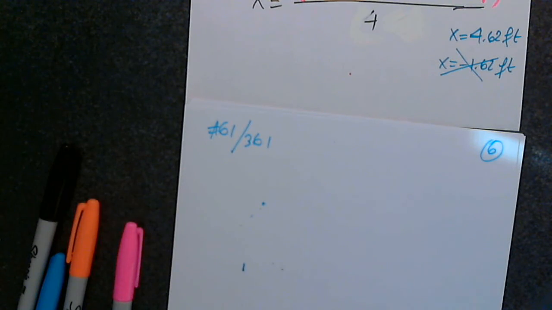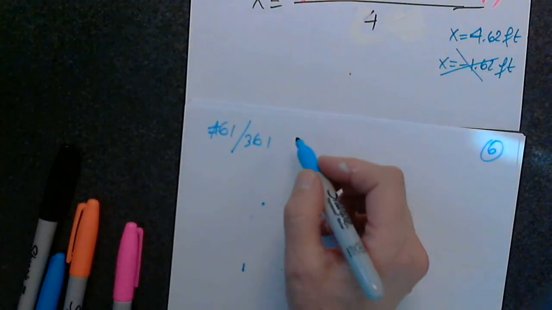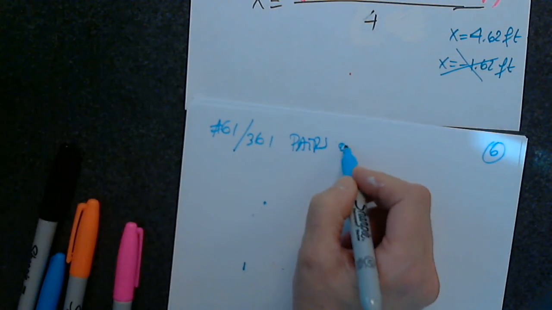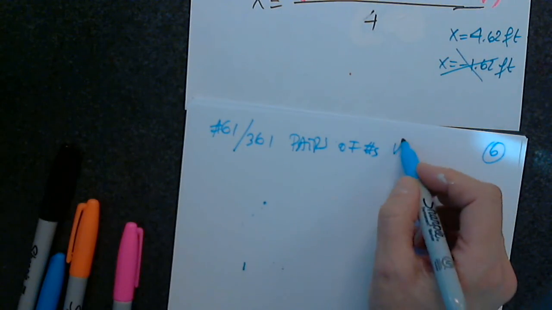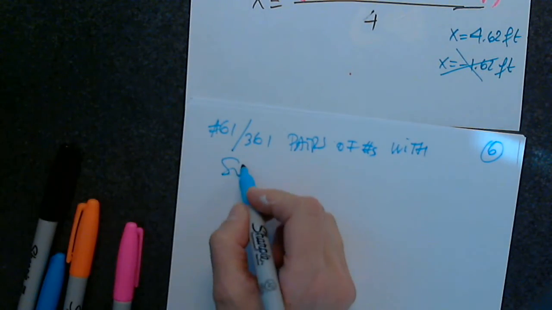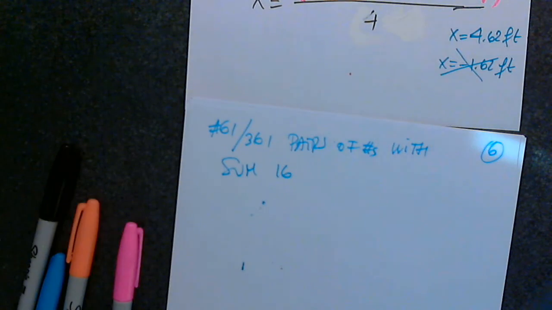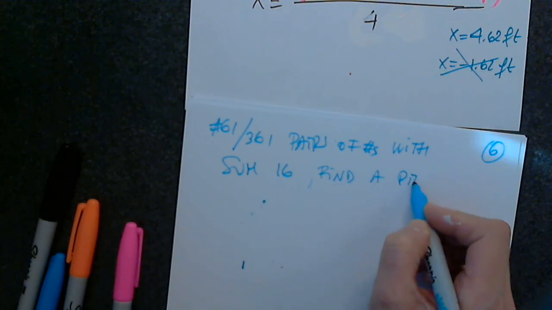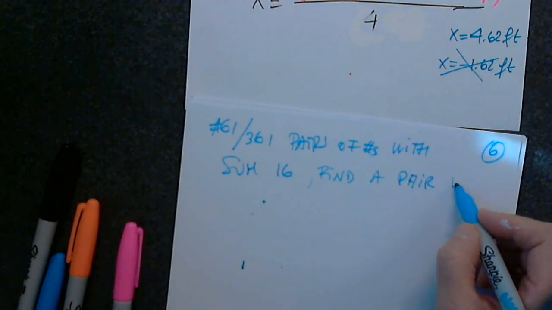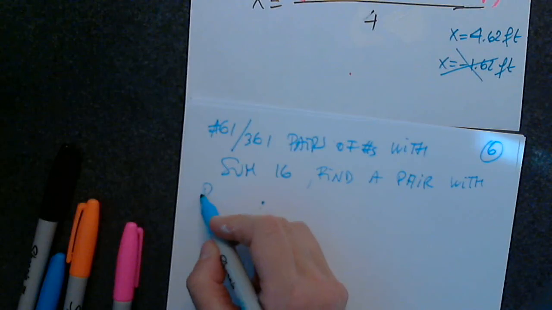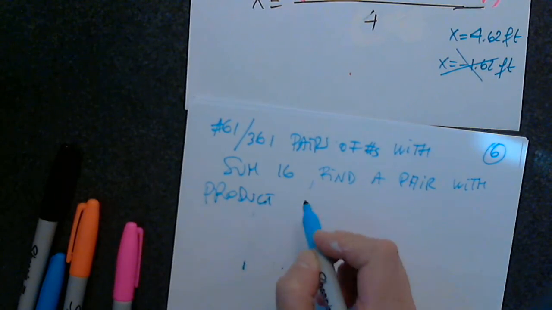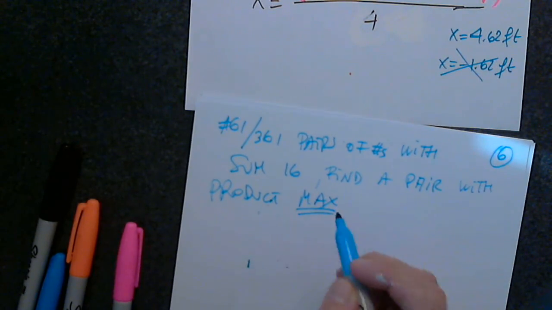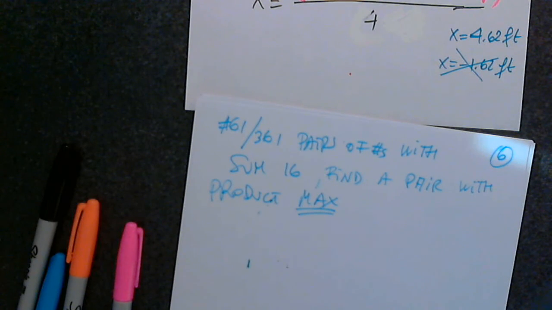Among all pairs of numbers whose sum is 16, find a pair whose product is as large as possible. Find a pair with maximum product. Let's see how we think about that.